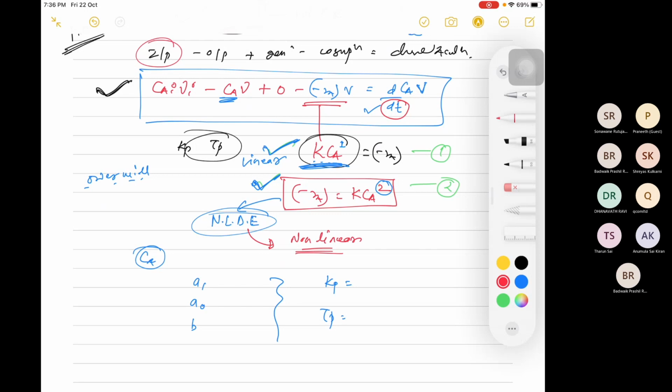Sorry. See, I have not written the assumptions. I think you know about that, and if I do everything, then it may not be possible to cover everything. Now just tell me Kp and tau p, you will get it. Please cross check. Your A0 will come. A1 is the coefficient of the highest order derivative. The highest order derivative is this, and its coefficient is, okay.